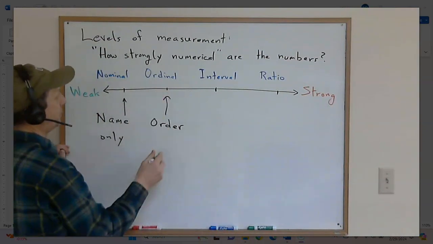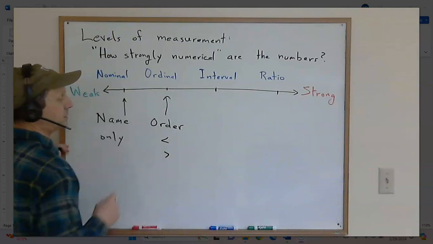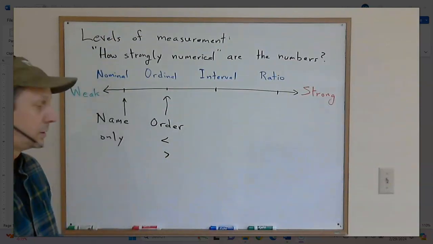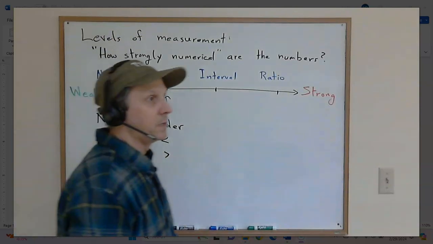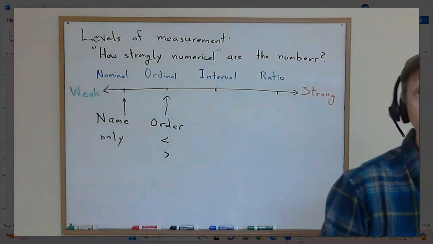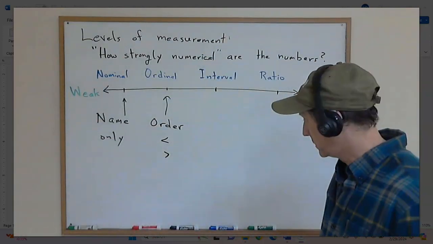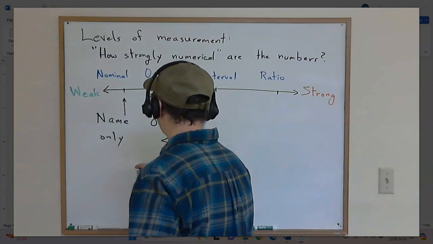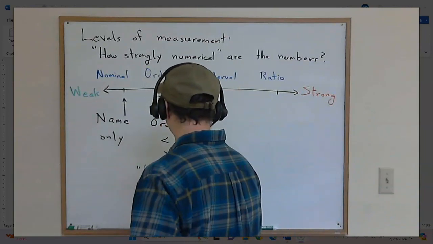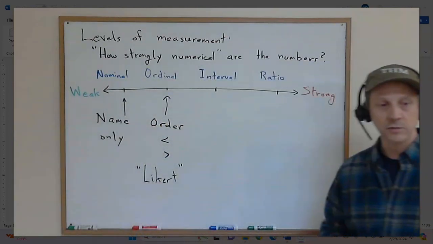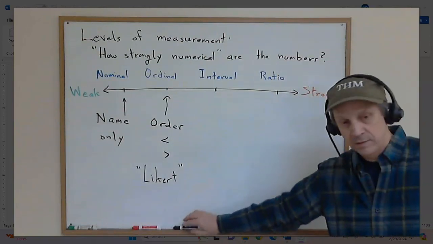So with ordinal data, you're able to talk about quantities that are meaningfully less than or greater than others. And a really good example of ordinal data is what we call the Likert scale. I think that's how you pronounce it, which is used frequently for surveys.